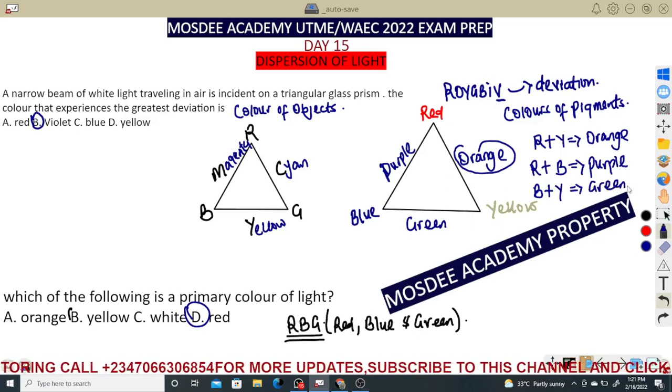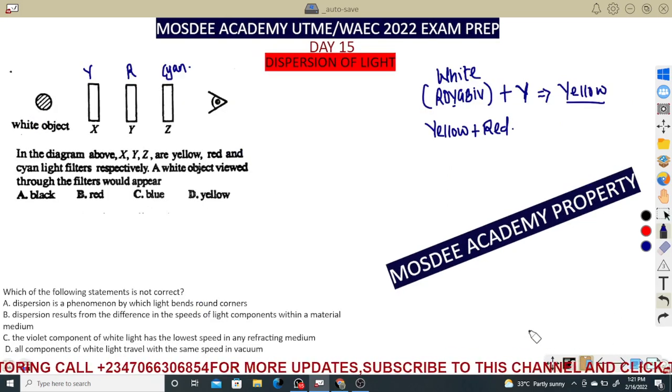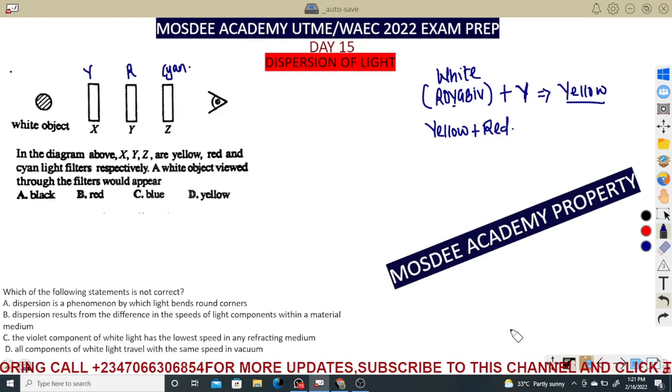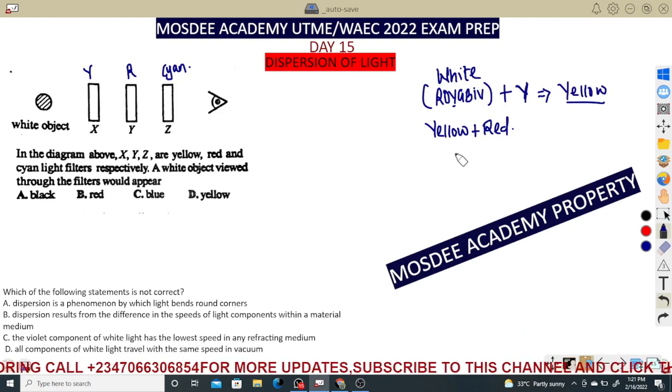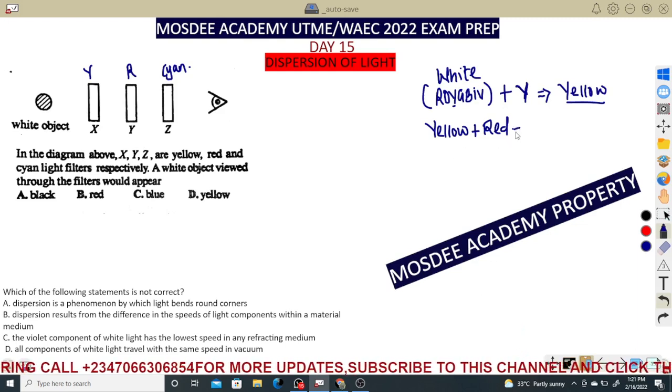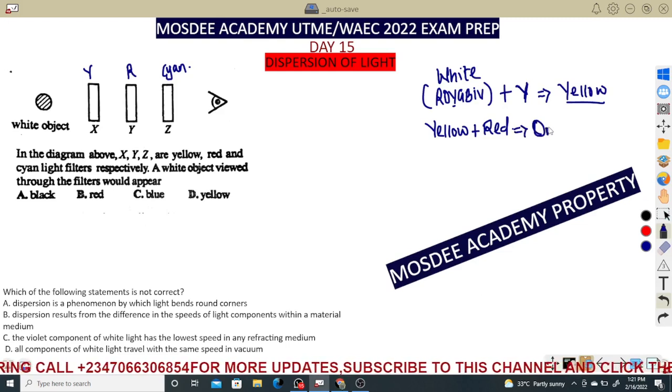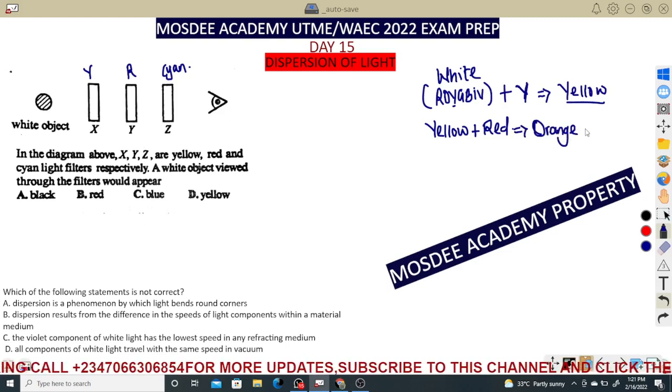So what am I doing here? I'm only trying to go back to this. I don't actually need it because there are things that I'm used to. So yellow plus red is going to give me what now? Orange. Let me start all over again for understanding's sake.